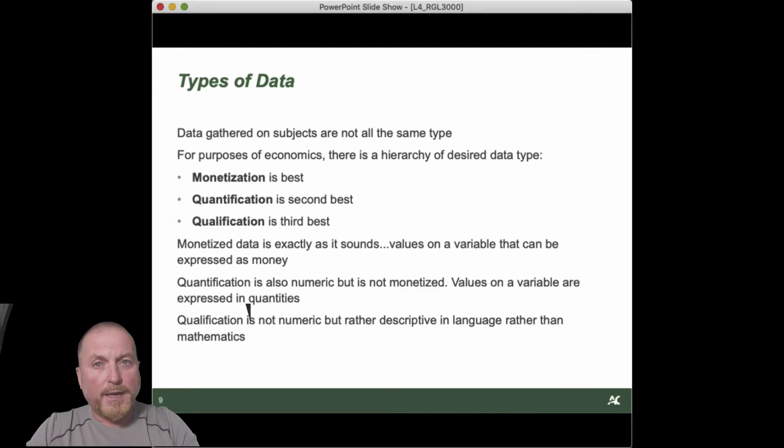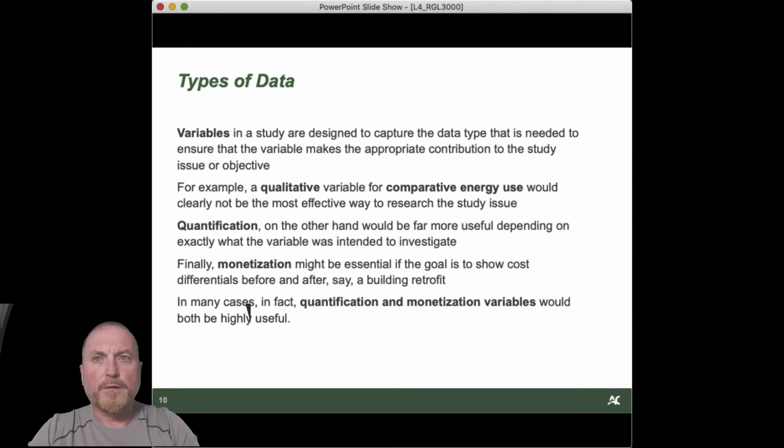Then there's qualification, which is largely descriptive. Qualification always comes along with monetization and quantification because you're using qualitative description to explain the significance of the numeric findings. But often many research papers are done purely with qualitative analysis, which is a descriptive characterization of observations, right, rather than a numerical description of those observations, all right?